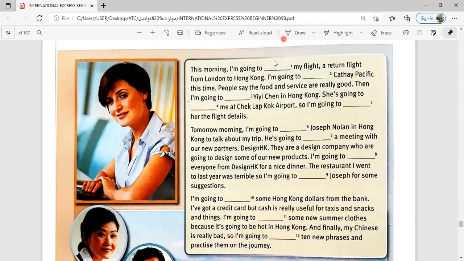Okay, yeah, let's complete the blank spaces with the suitable verb. Number 1, this morning I'm going to book. Book, thank you. What's the meaning of book? Notice إنه it's a verb here. ولاحظوا إنه وراها I'm going to book my flight. سوف أحجز رحلتي. book في هذه الحالة معناها يحجز.